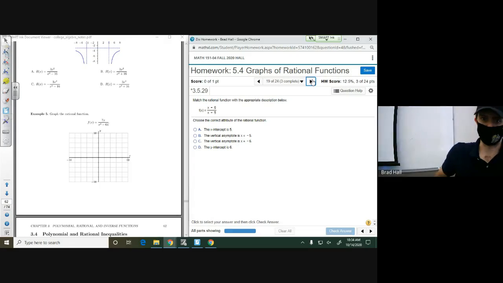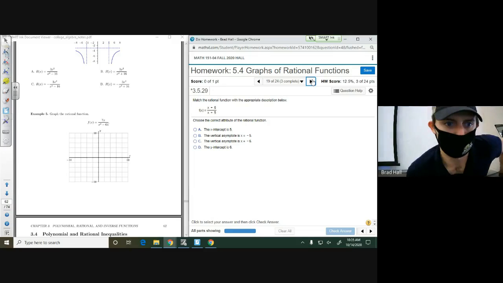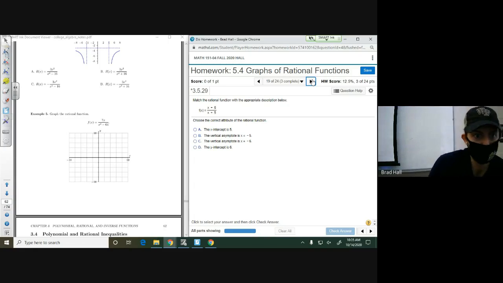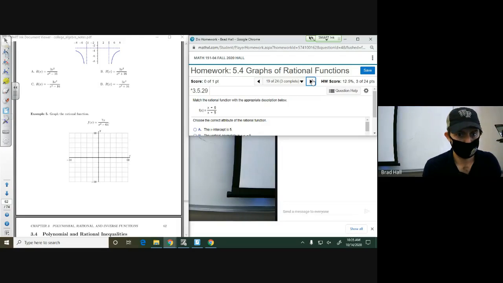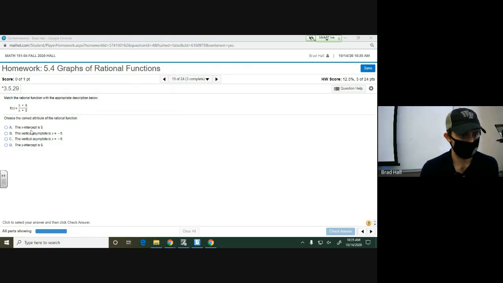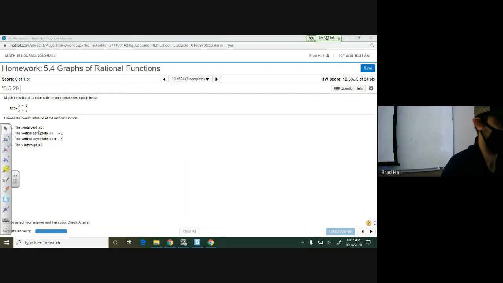I suppose with the remaining 10 minutes, we can kind of go through these last few. So number 19. Number 19 wants us to determine which one of these is a correct attribute of the graph. It asks about the x-intercept, the y-intercept, and the vertical asymptotes. So hopefully this one shouldn't be too bad to determine.